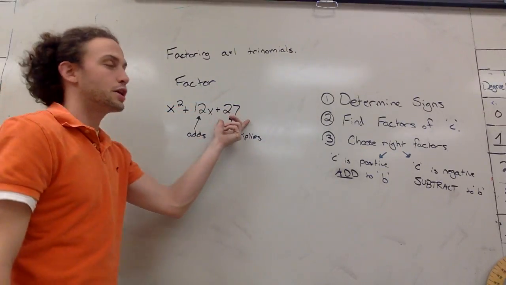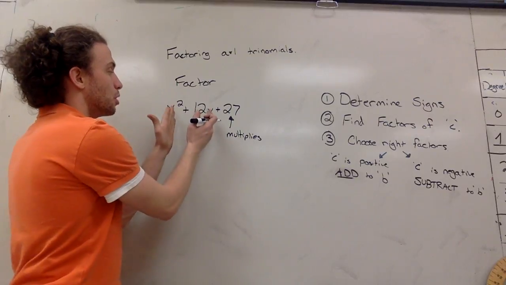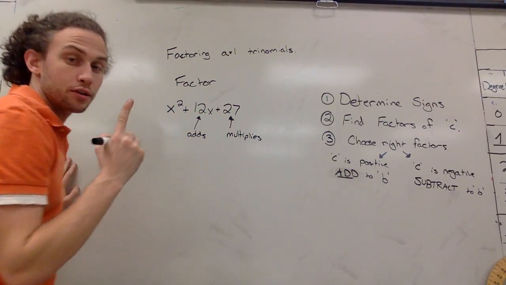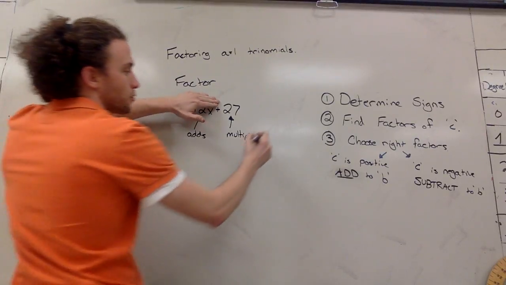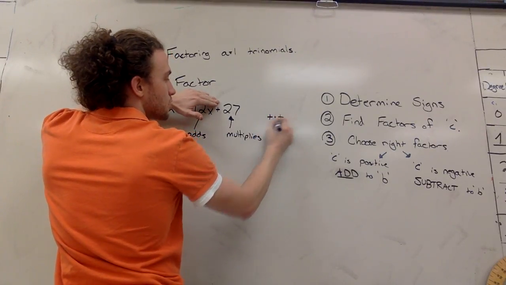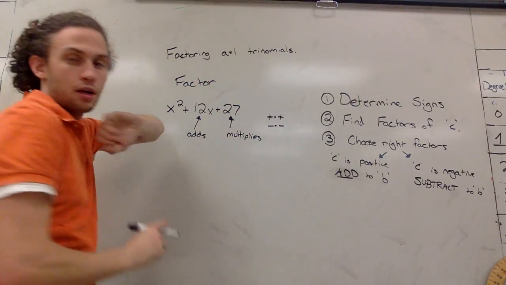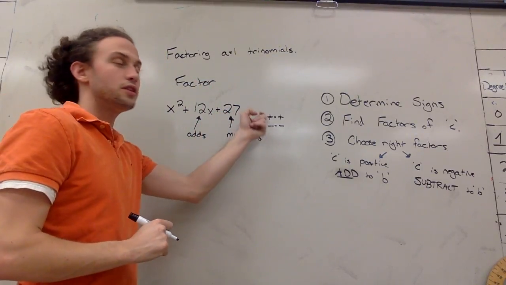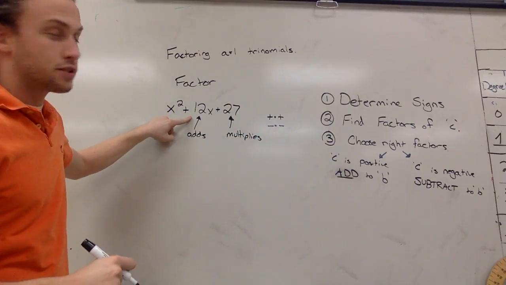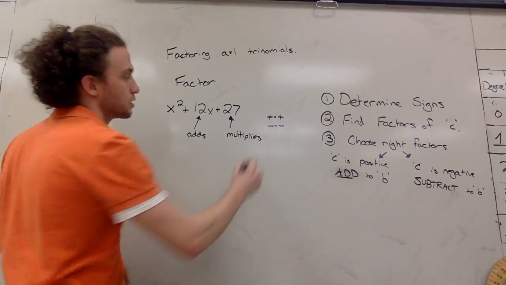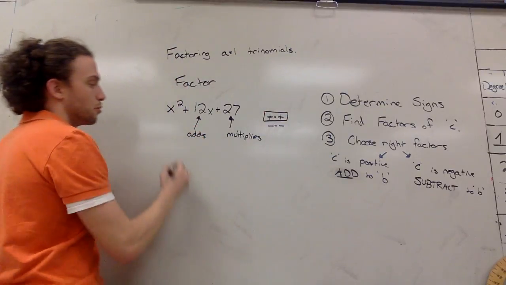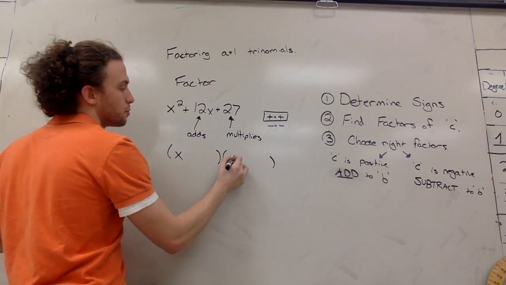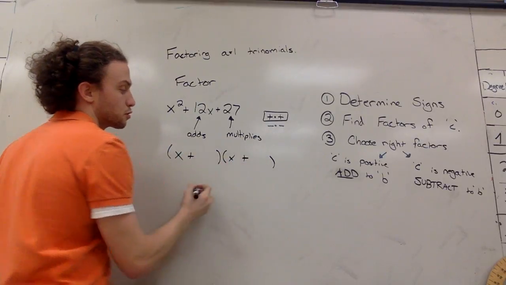If I need to multiply to a positive number, but add to a positive number, both being positive, there's only one way I can do that. So multiplying to a positive, we have either a positive times a positive or a negative times a negative. That's the only way. So if I need to multiply to a positive, it's got to be one of these two. But if it's a positive number here, they both have to be positive in this case. So what we're going to do is put x in both the first spots and put plus in both the first spots.